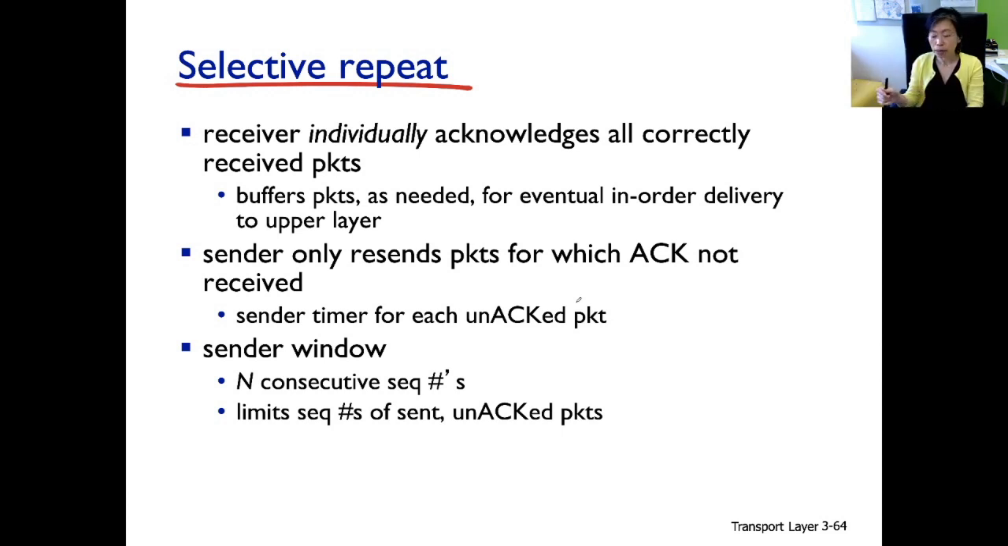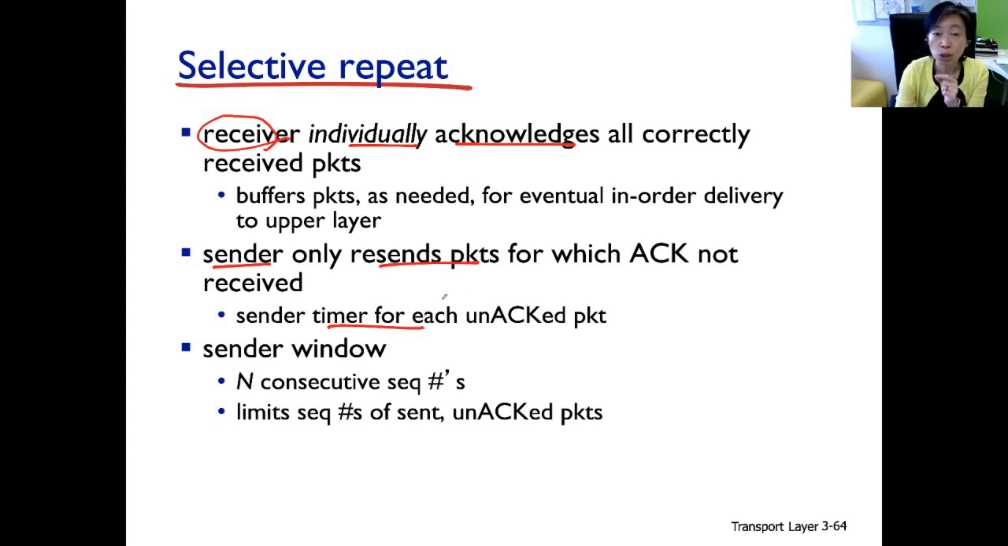In Go-Back-N, we have one timer for an entire flight of packets. When that timer times out, we retransmit the whole flight of packets. In selective repeat, the opposite. We have one timer per data packet. When that timer times out, we retransmit just that data packet. All right? So the receiver will acknowledge each correctly received data packet individually. The sender will only retransmit a packet when the timer for that packet expires. Very straightforward.